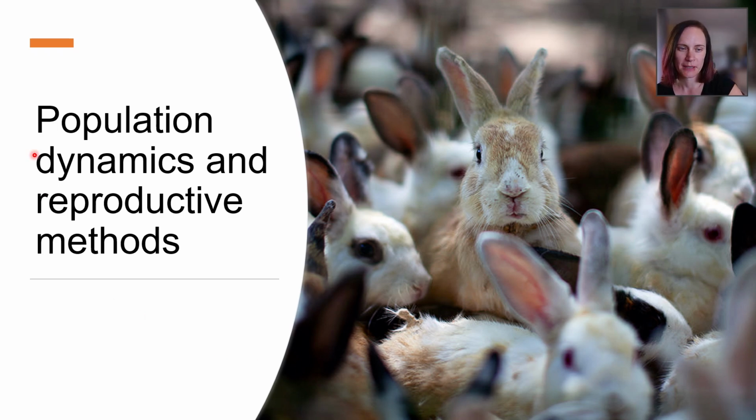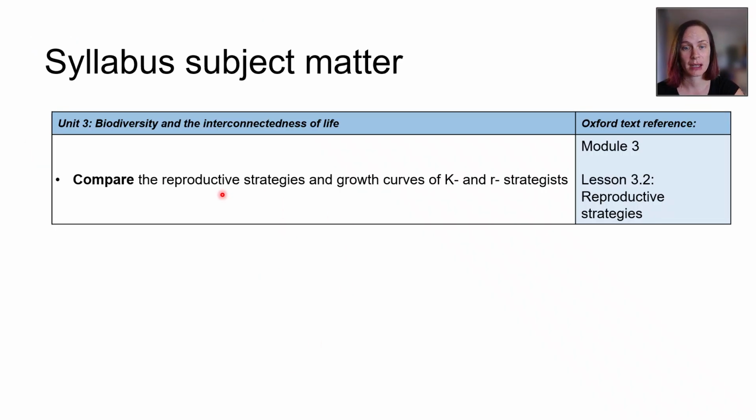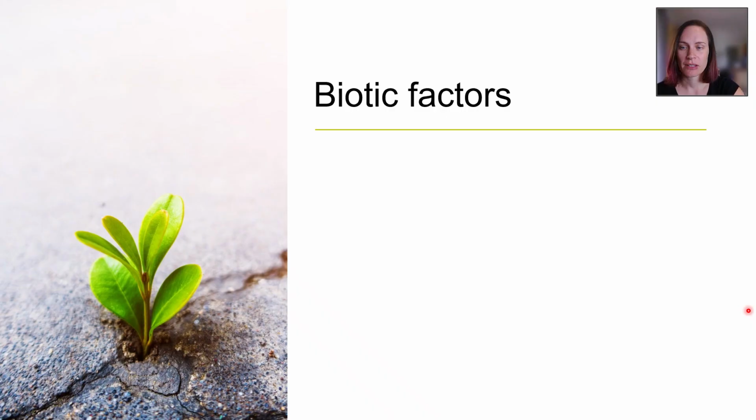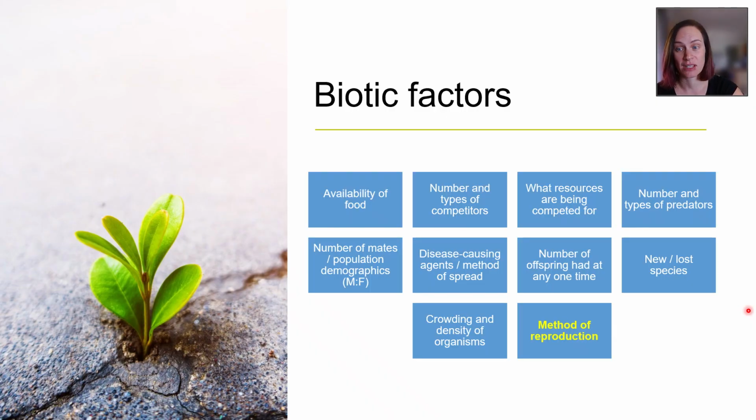So we're still talking about population dynamics, but in this particular case, we're talking about it in reference to reproductive methods. And our reproductive methods are in relation to K and R strategists. There are many biotic factors which impact the population size and hence the carrying capacity of an ecosystem. And one specific way relates to the way in which an organism actually reproduces.